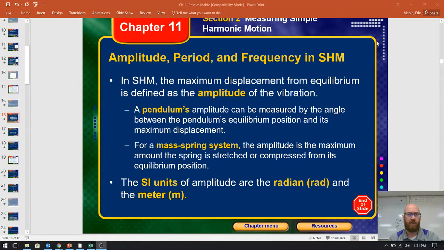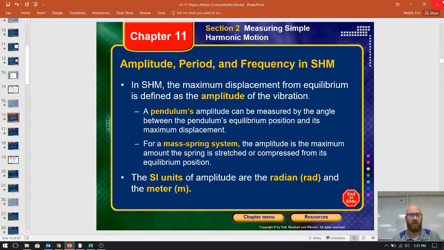Okay, so we've started. You've already talked about 11, you've gone through the lab, you should understand a little bit about the period of a pendulum, so this shouldn't be too amazing information. We're going to get through it real quick and get you on to the homework.